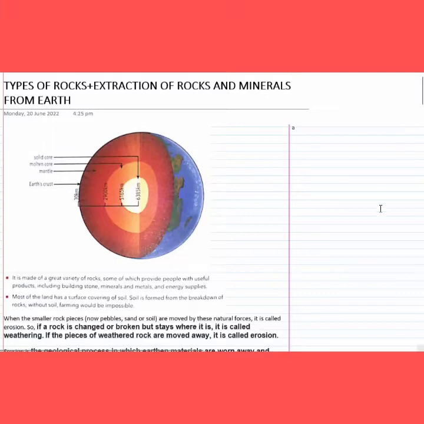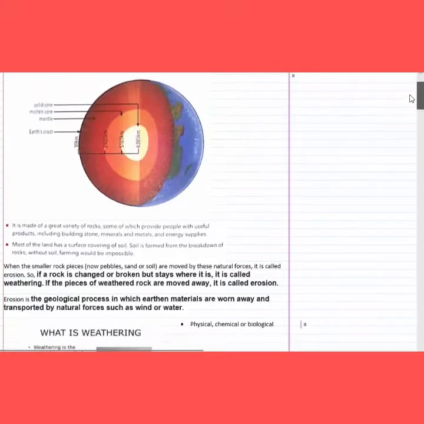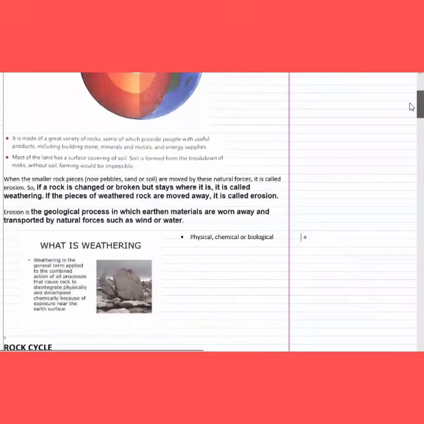Then we have the idea of weathering and erosion. So, weathering and erosion are two geological processes that are going to break down a rock, but they are different in terms of one thing: erosion is going to make that weathered rock move also, while weathering occurs at a stationary place, right? So, when the smaller rock pieces, now pebbles, sand, and soil, are moved by these natural forces, it is going to be called erosion. However, if it is just changed or broken but stays where it is, then it is called weathering. Okay, so you have two simple geological processes, which involve the breakdown of the parent rock, and that is weathering and erosion.